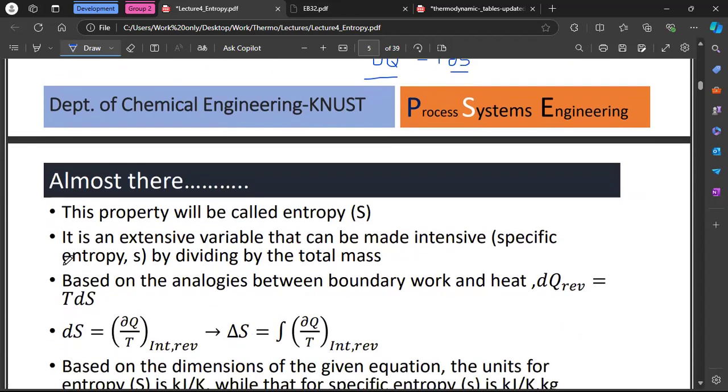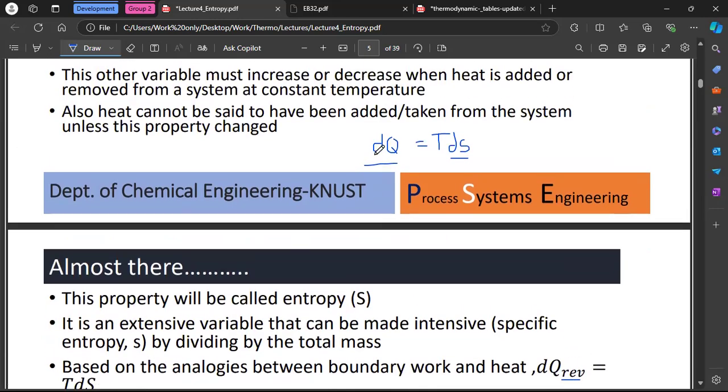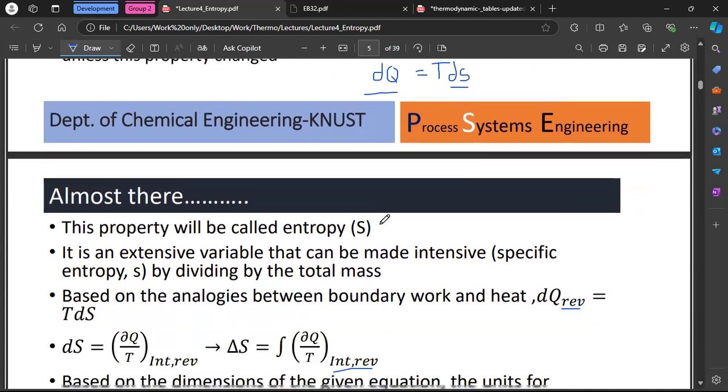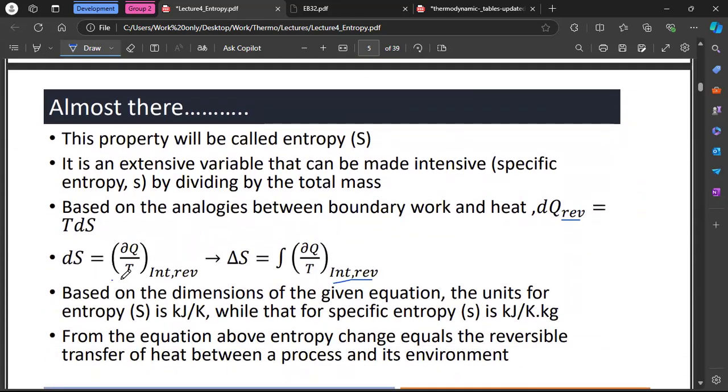Now, we are going to call this property entropy, and it's an extensive variable. We can divide by the total mass to make it intensive, right? So we said that here, dQ is equal to TdS. The subscript rev here means reversible, and when we see int rev, this means internally reversible. We'll see what they all mean very soon, right? So we already said that dQ is equal to TdS. If I make S the subject, I'll have dQ over T. So that's what we can see over here.